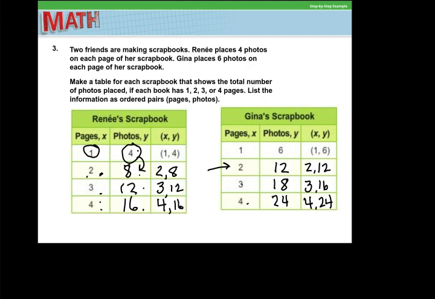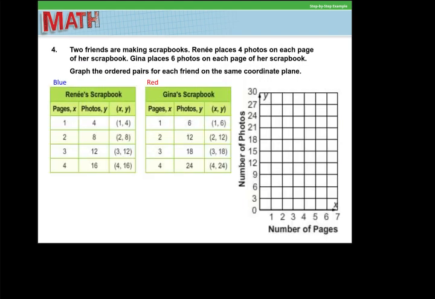Now, I want to graph these with you because I know this is very important and you need to continuously see how to graph. So we're going to look at our graphs now. We have the number of photos to the number of pages. And remember, when we are graphing, we go across and then up. We don't go up and then across. That's a no-go. We want to make it like a backwards L, not an upside down L. So Renee is going to be blue. I can't change my color, so I'm going to make her a dashed line, and Gina is going to be a circle. I'm just going to graph these real quick.